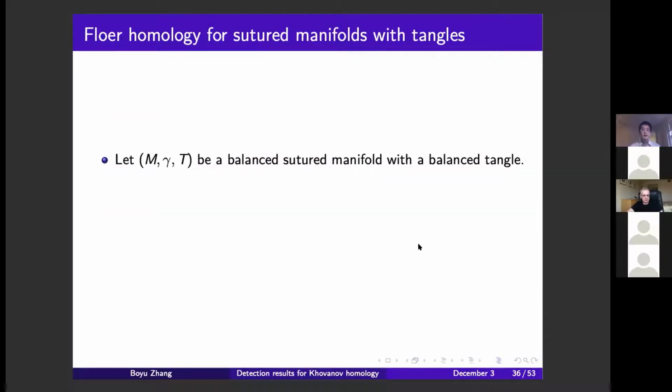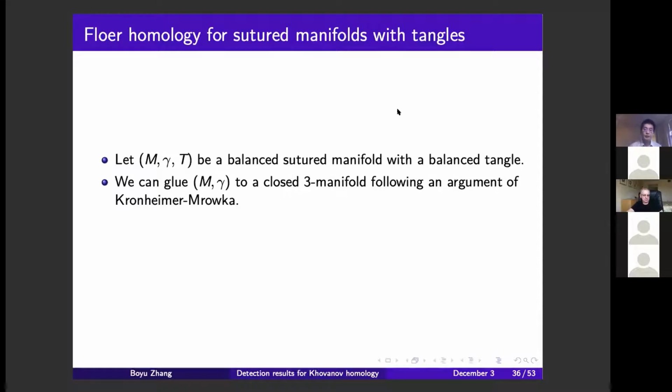And the reason that the setup of sutured manifolds with tangles can be used in our discussion of Floer homology and Khovanov homology is that we can adapt an argument of Kronheimer-Mrowka and use our previous singular excision theorem to define an instanton Floer invariant for sutured manifolds with tangles. So the construction is as follows.